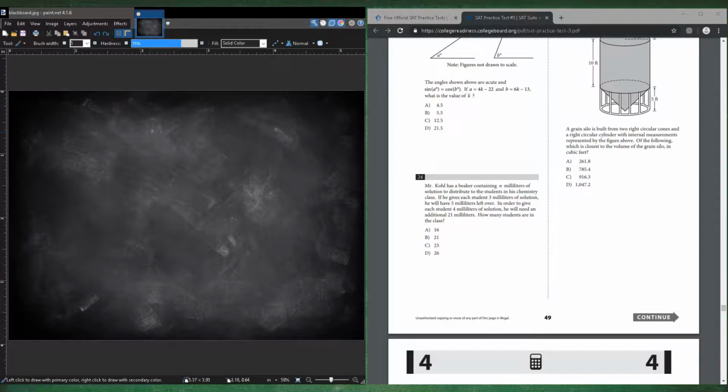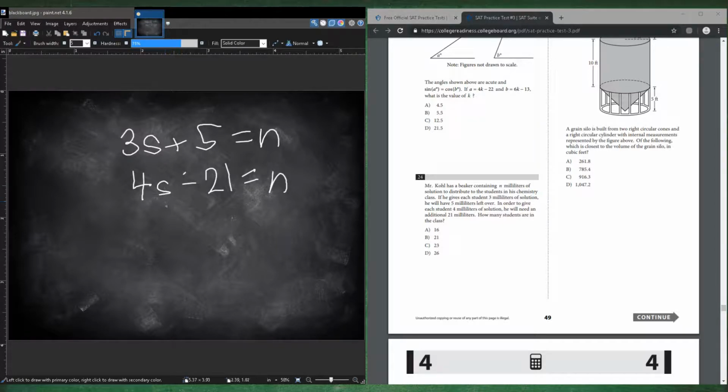So let's say the number of students, we'll call it S. Let's go with the first one, which is 3 milliliters per student. So he has 3 milliliters per student, plus the 5 left over, which will equal N. And if he gives 4 per student, then he needs an additional 21. So he has to minus 21 to equal N, because he needs the additional 21.